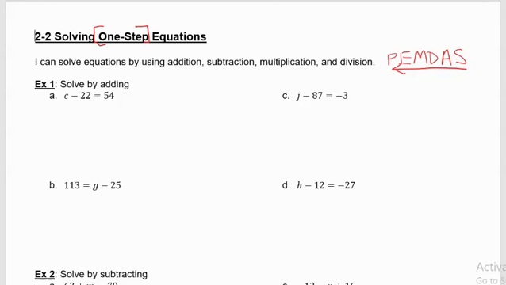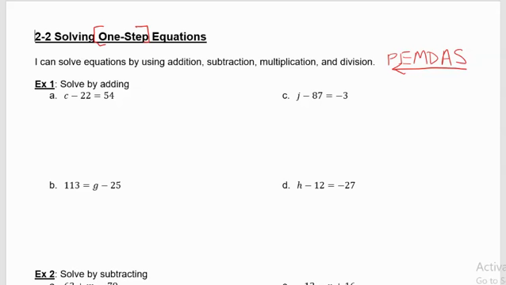Okay, so let's look at example 1, solve by adding. So here all we're going to do is add to solve the equation. Now notice, when I'm solving an equation, I need to make sure that what I do to one side, I do to the other side as well. We want to keep the sides equal. So what I do to one side, I have to do to the other. If I add to one side, I have to add that same amount to the other side.